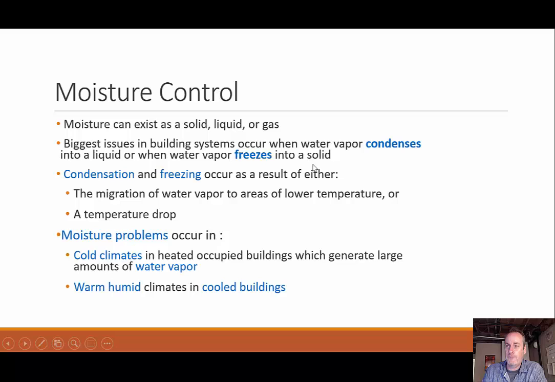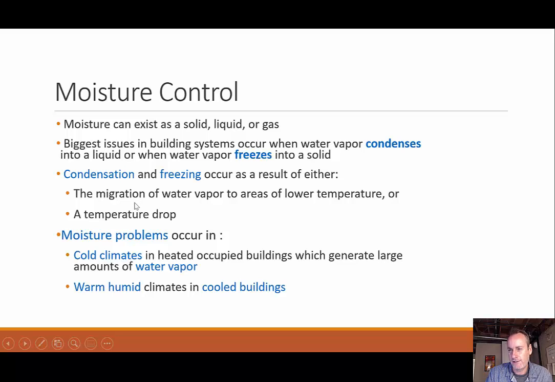Now this can be a big issue because when we have it in a vapor form, it can condense, meaning there's water in the air and it hits a colder surface and it'll condense and turn into the liquid state, right? And it can also freeze and turn into the solid state. So this condensation, which is when we have the water vapor turning into the liquid state, or freezing turning into the solid state, can happen by a couple different things.